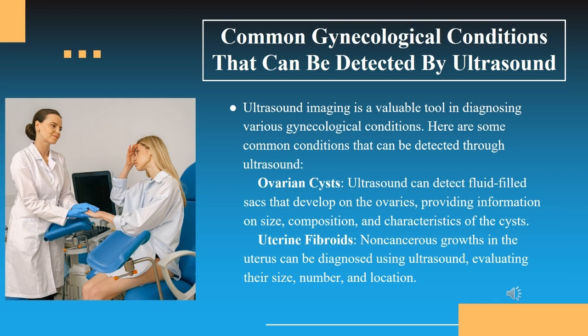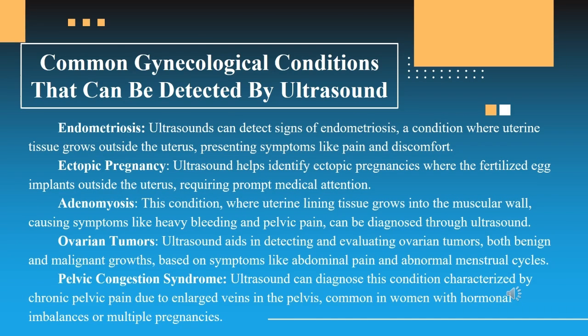Common gynecological conditions that can be detected by ultrasound include ovarian cysts. Ultrasound can detect fluid-filled sacs that develop on the ovaries, providing information on size, composition, and characteristics of the cyst, whether it's showing benign or cancerous types of findings. Uterine fibroids are non-cancerous growths in the uterus. They can be diagnosed using ultrasound, evaluating their size, number, and location. Common gynecological conditions that can be detected by ultrasound also include endometriosis.